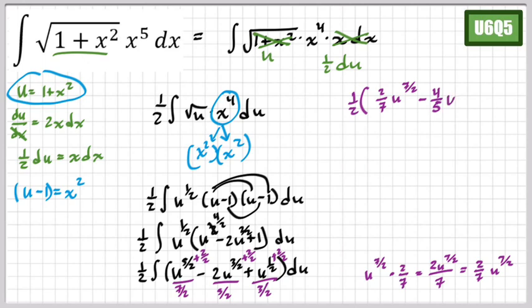And then we have u raised to the 5 over 2. And then the last one, we have 2 over 3, because that's the reciprocal of 3 over 2, times u to the 3 over 2. And then plus c. Wow. So that's our antiderivative. Do you guys remember what we're supposed to do next?